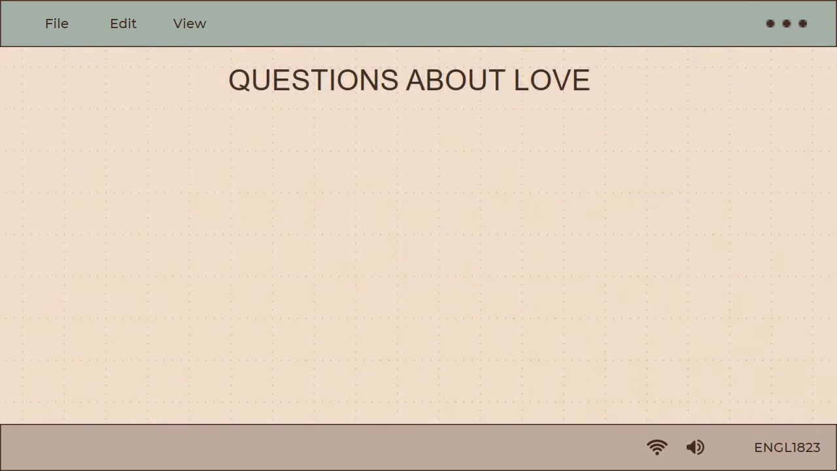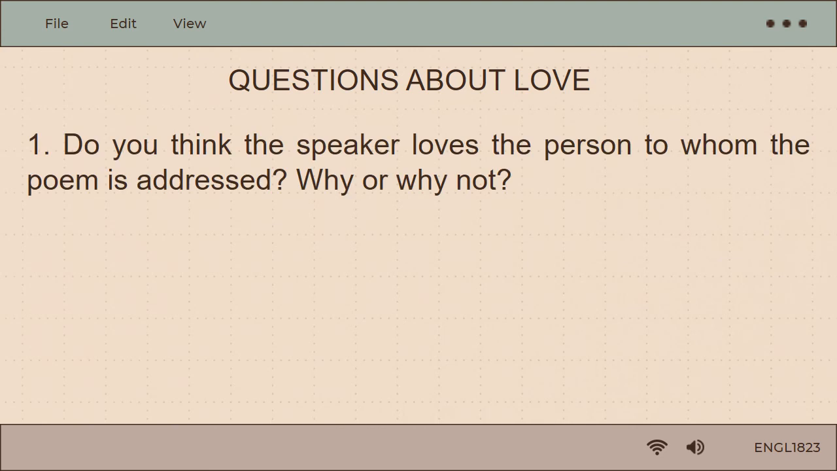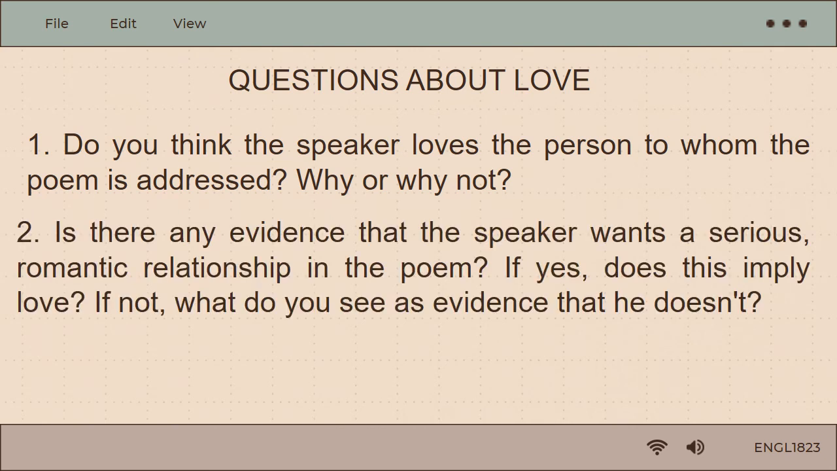Here are the questions about love. Number 1, do you think the speaker loves the person to whom the poem is addressed? Why or why not? Number 2, is there any evidence that the speaker wants a serious romantic relationship in the poem? If yes, does this imply love? If not, what do you see as evidence that he does it?